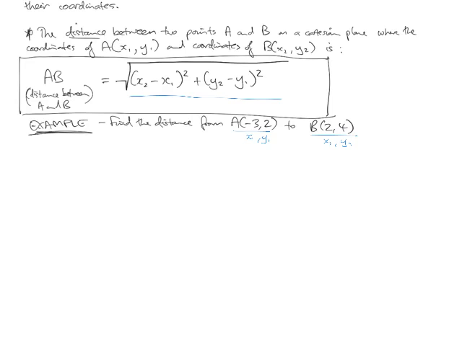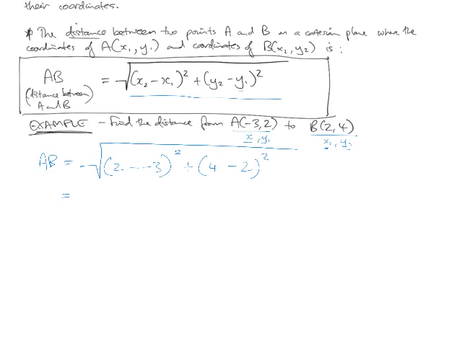So that's what decides what goes into the formula. So the distance between A and B, AB, is the square root of bracket. What was x2? Well, x2 was 2. Take, what was x1? -3, and all of that is squared, plus, what was y2? 4. Take, what was y1? y1 was 2, and that's all squared.